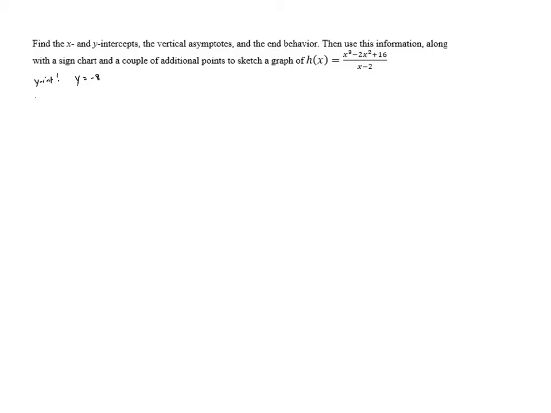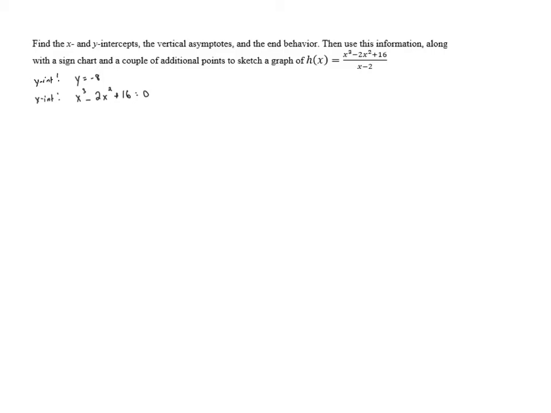Next, for the x-intercepts, we have to figure out where the numerator equals 0. So this is x cubed minus 2x squared plus 16 equals 0. This is not something that we know how to factor straight off the bat. So what we're going to have to do is use the rational zeros theorem to figure out a 0 so that we can begin factoring this.